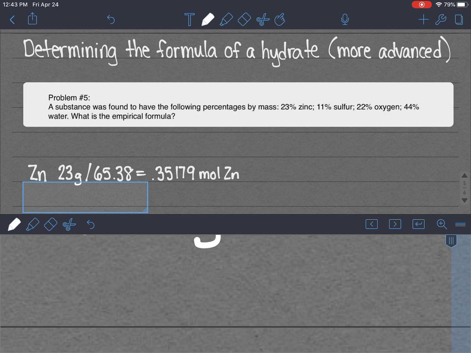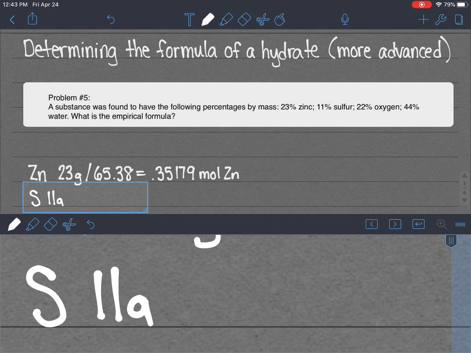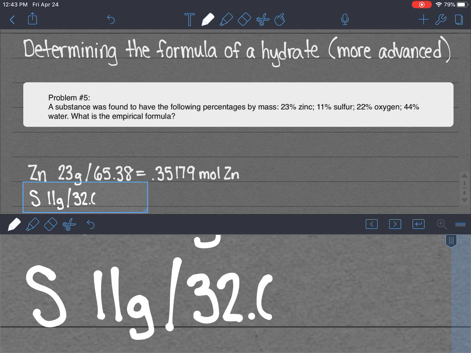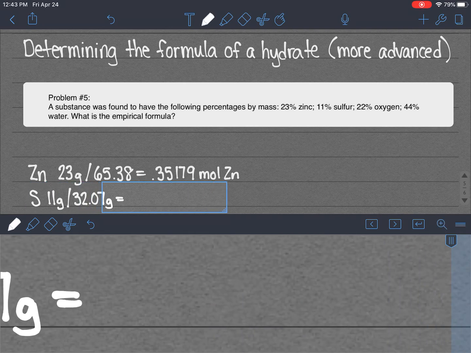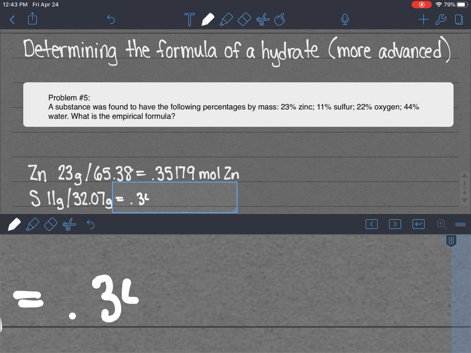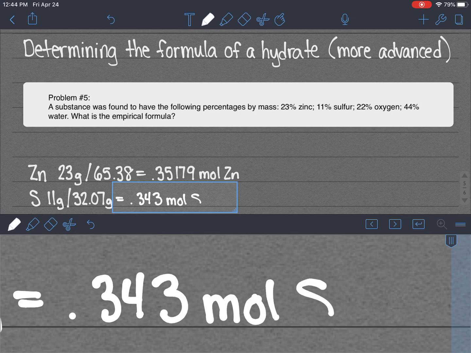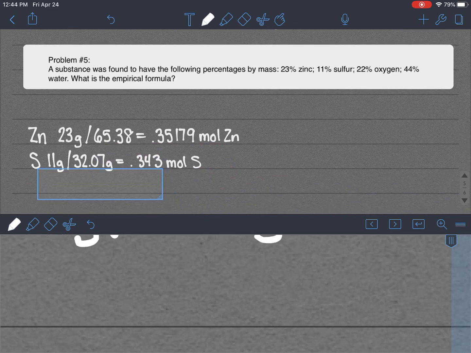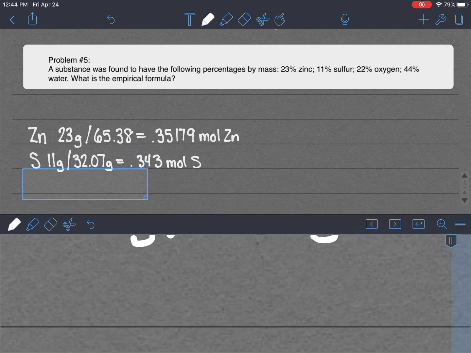All right, so moving on, it's 11% sulfur. So for sulfur, we're going to assume that there's 11 grams of it. The molar mass of sulfur should be 32.07. And again, dividing that out gets me a number of 0.342999, so I'm actually going to round that to 0.343 moles of sulfur. Either round it, or I'm going to have to write it out, and it's going to be super long.